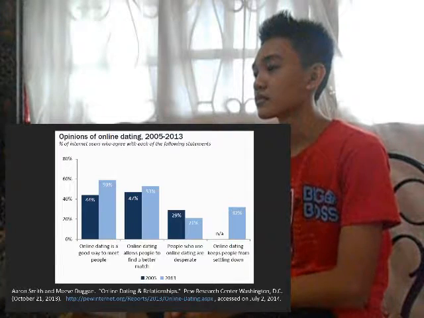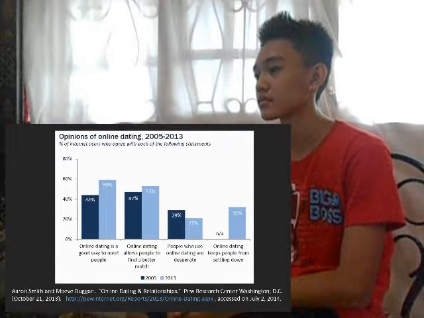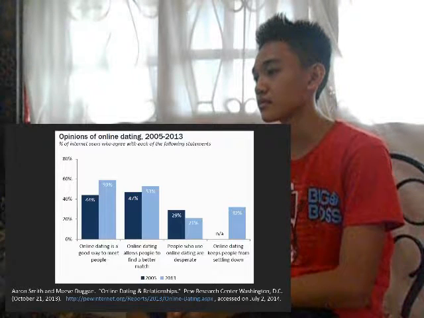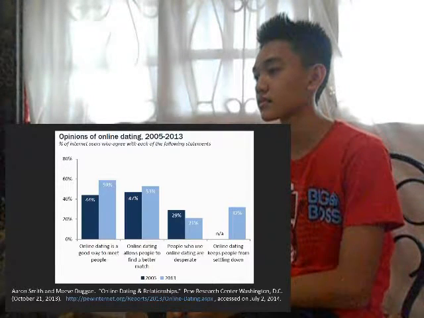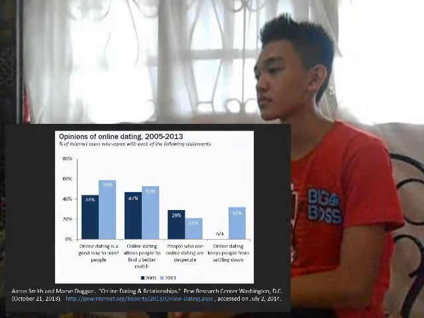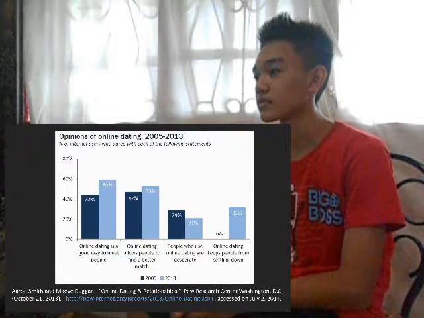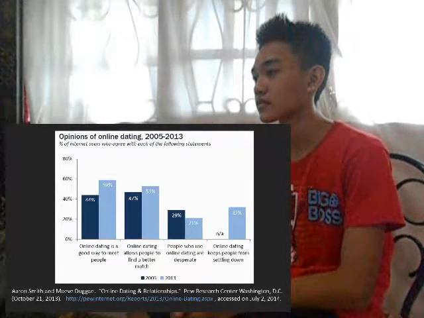Here's an example of a comparative bar graph that was created from the data collected in the online dating and relationship study. It compares the opinions of online dating from a 2005 study to the opinions of those surveyed in this 2013 study. As you can see, it provides a nice graphical summary of the data. Take a moment to look at this graph.